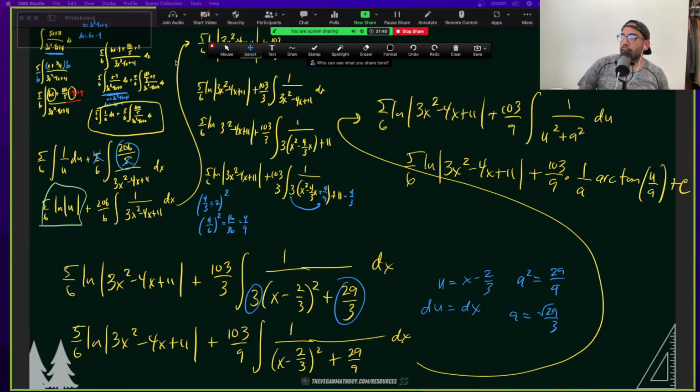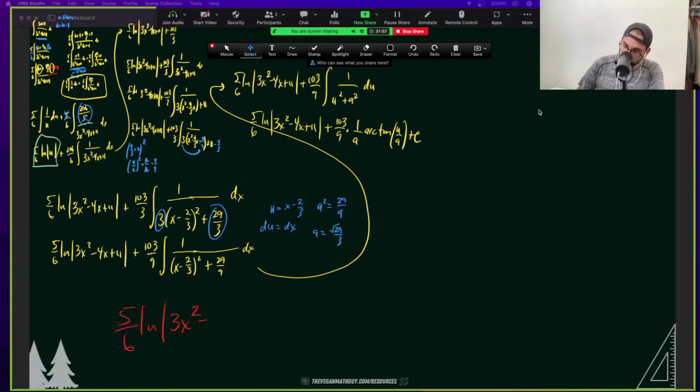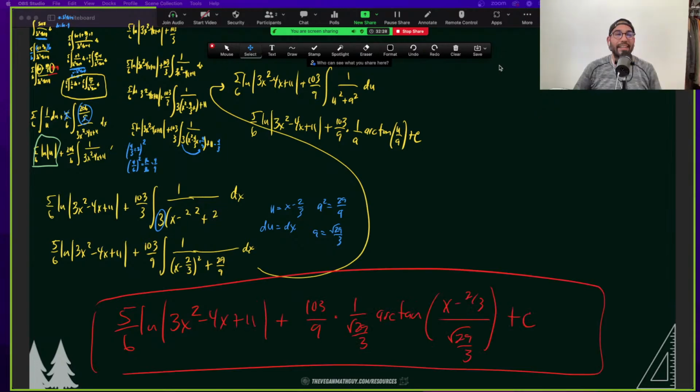Okay, so this is just going to become 5/6 natural log of 3x squared minus 4x plus 11 plus 103 over 9 times 1 over a, which is root 29 over 3, arctan of x minus 2/3 over root 29 over 3, plus c. And we can simplify that, but that's our integral. Pretty sick, huh? Okay. I think that was a good one to start off.